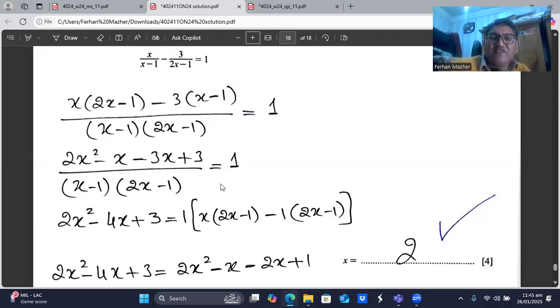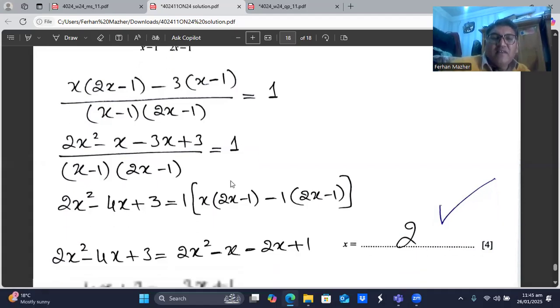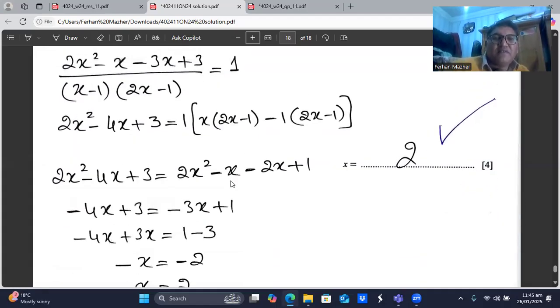You can multiply these brackets. So you will have 2x squared minus 4x plus 3. And these brackets will multiply and they multiply with 1. So you will have 2x squared minus x minus 2x plus 1. So you will have this and this will be cancelled. So you will have minus 4x plus 3 equals to minus 3x plus 1.